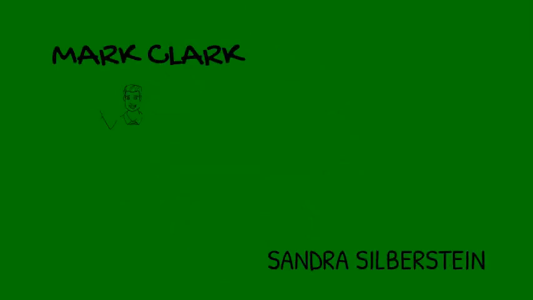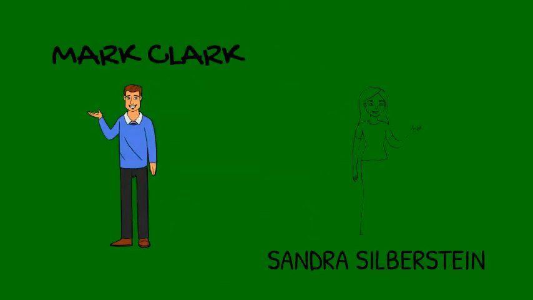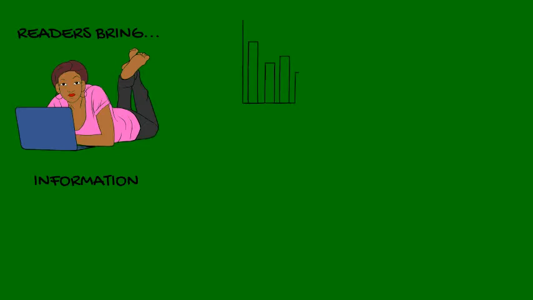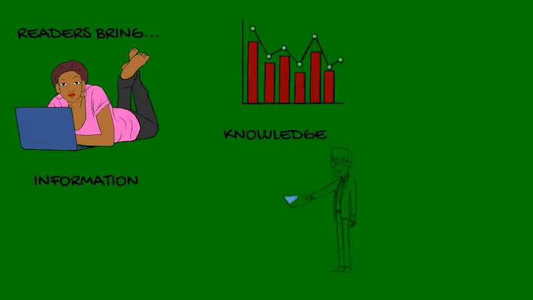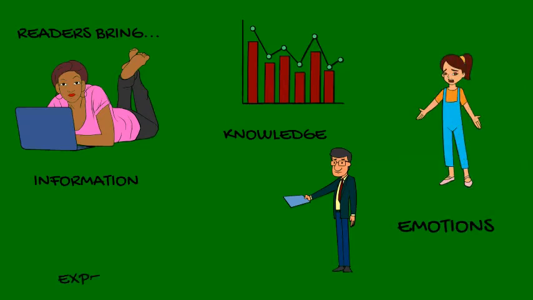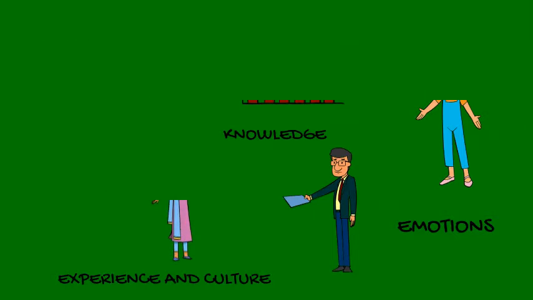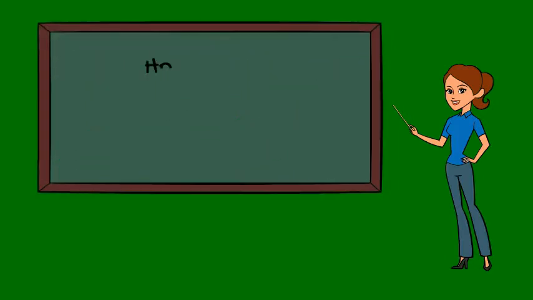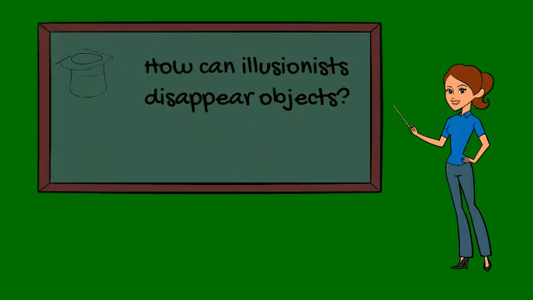Mark Clark and Sandra Silverstein describe the essence of the theory. They say readers understand what they read because they bring information, knowledge, emotion, experience, and culture to the reading. They can take the stimulus beyond the graphic representation and assign meaning to a group of concepts already stored in their memories. Your job is to activate students' schemata with a quick introduction to the topic of the reading in an interesting way for learners.